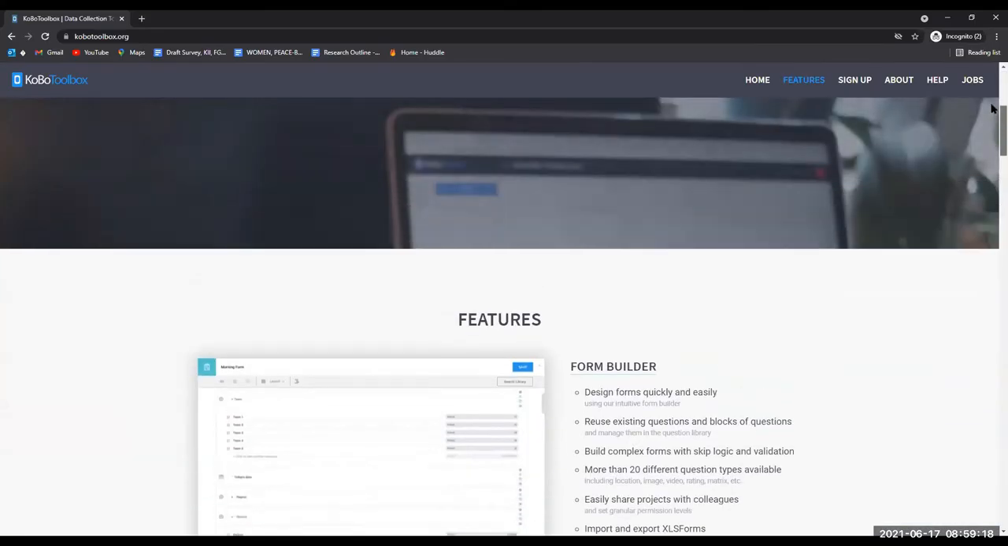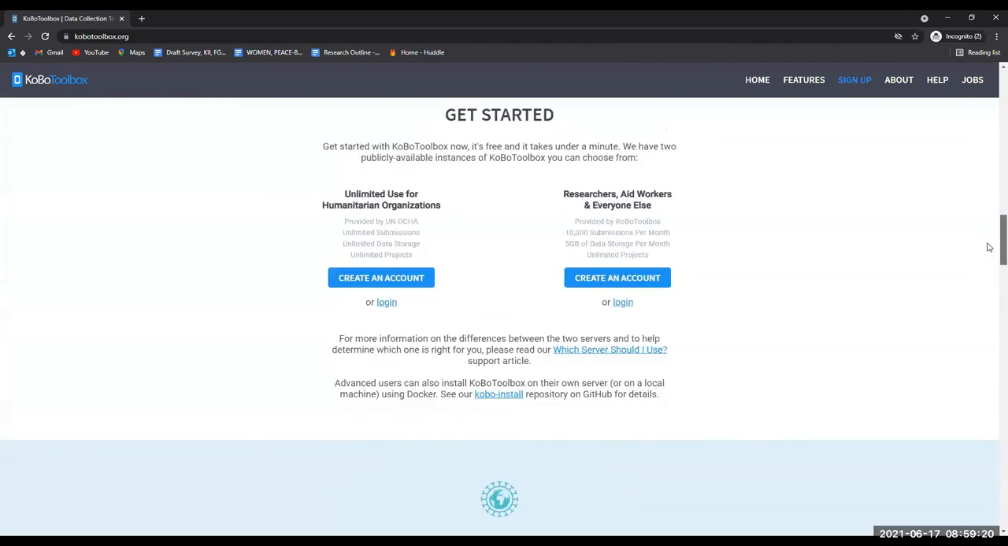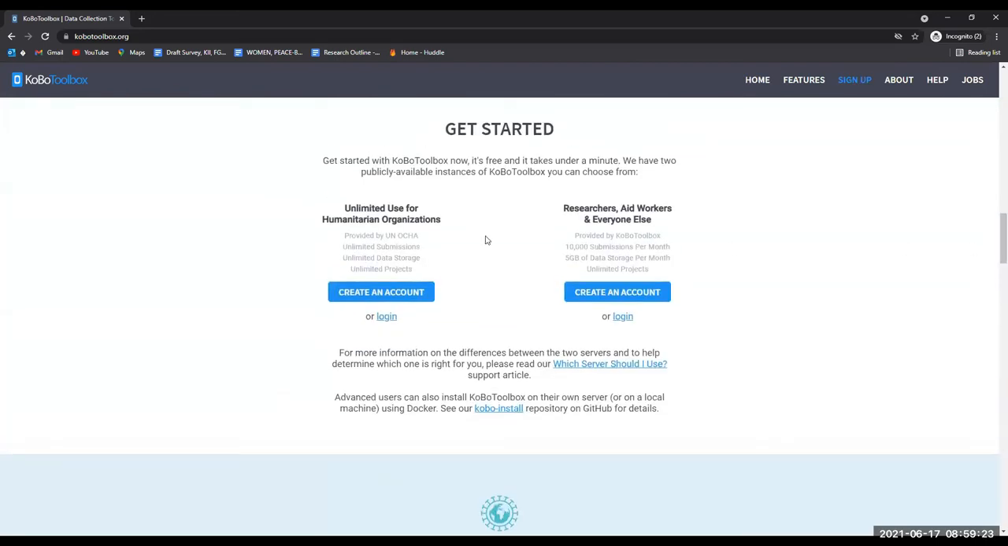In KoboToolbox.org, you'll be presented with an option to either use the server hosted for humanitarian organizations, or the server that is hosted for researchers and aid workers. From here, you can create your account. Once you create your account, a link will be sent to your email that will validate the account creation. And then from there, you get to create the form.